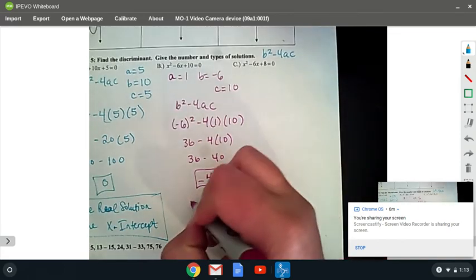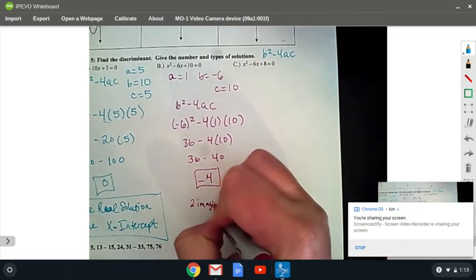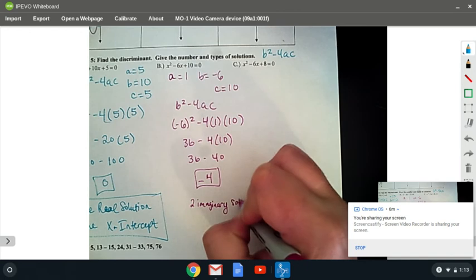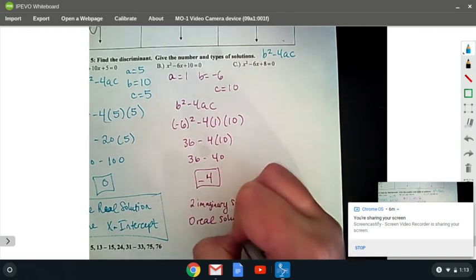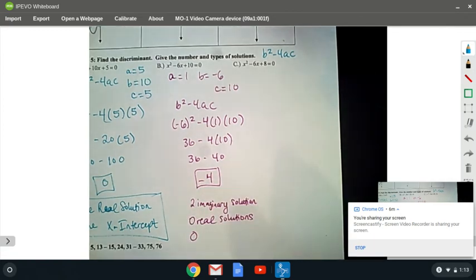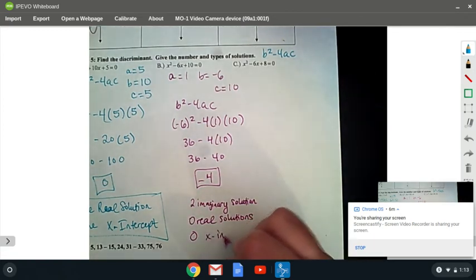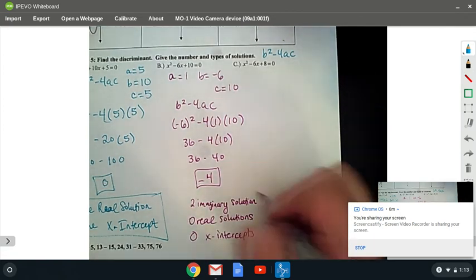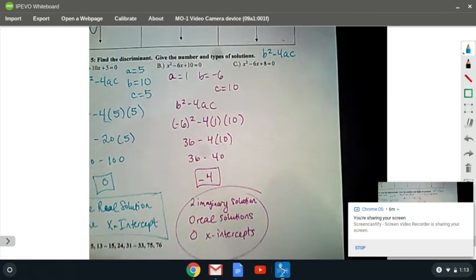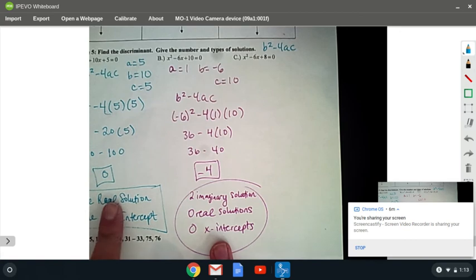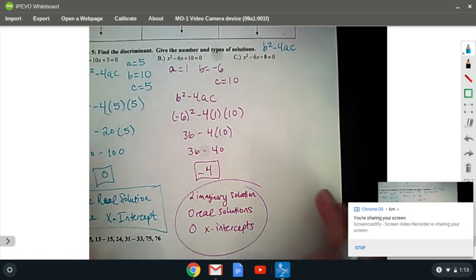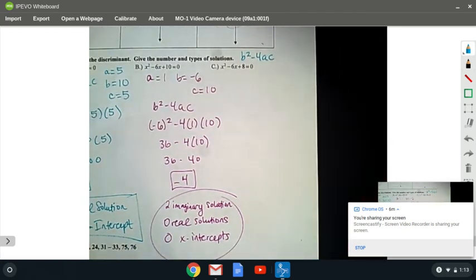That means we have two imaginary solutions, 0 real solutions, 0 x-intercepts. Okay, so the graph never touches the x-axis here. Here it touches it once. Okay, let's move on to the last problem.